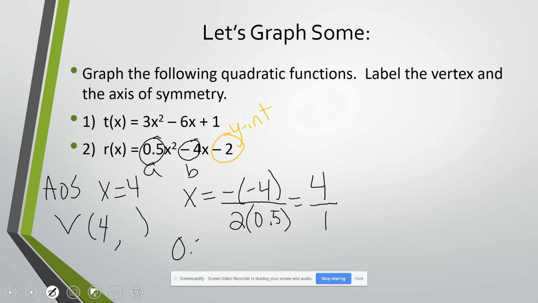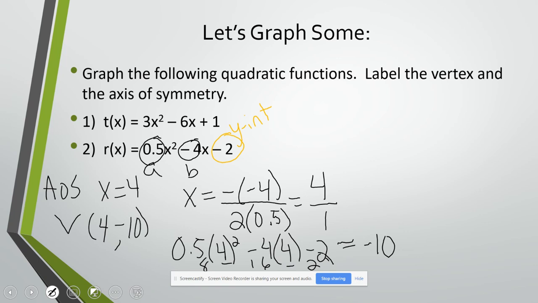Then we're going to plug that +4 into our equation to find the y part of our vertex. So I'm going to go ahead and plop all of that into my calculator. I've got, let's see, 8 minus 16 minus 2, which gives me -10. So our vertex is at 4, -10. Our axis of symmetry is at x equals 4, and our y-intercept is at -2.